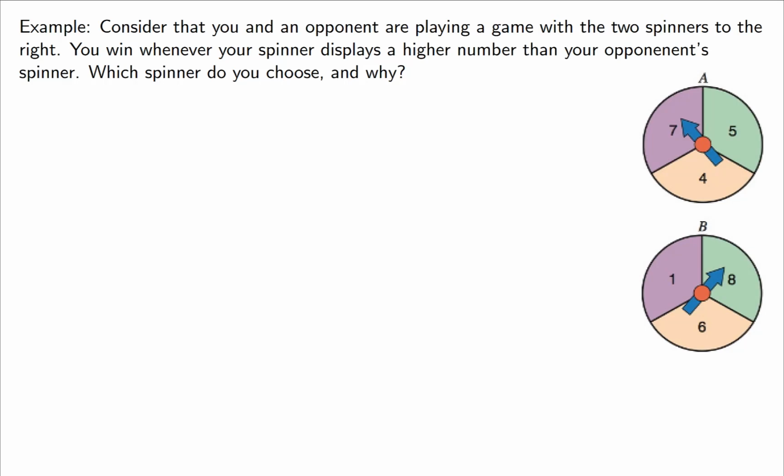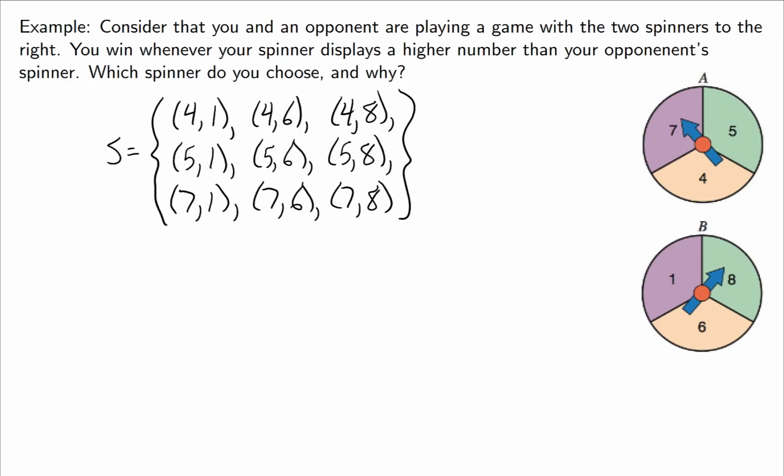If you think about it, there are 9 outcomes to this game. 3 choices for the first spinner, 3 choices for the second spinner, and as we've discussed, you should multiply these numbers. Let's write down all of the outcomes. Here's all 9 possible outcomes, where the first entry is the outcome from spinner A, and the second entry is the outcome from spinner B.